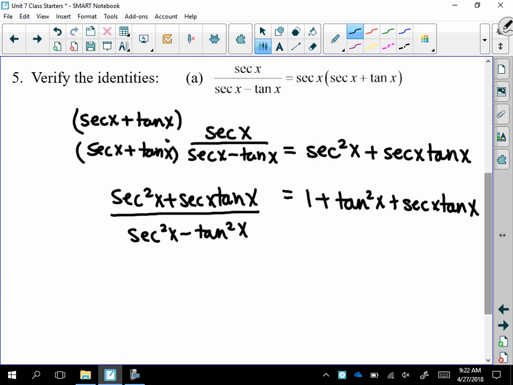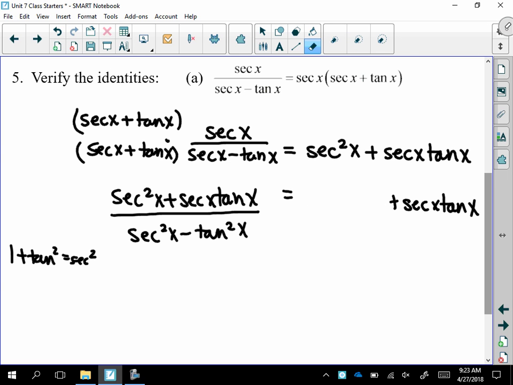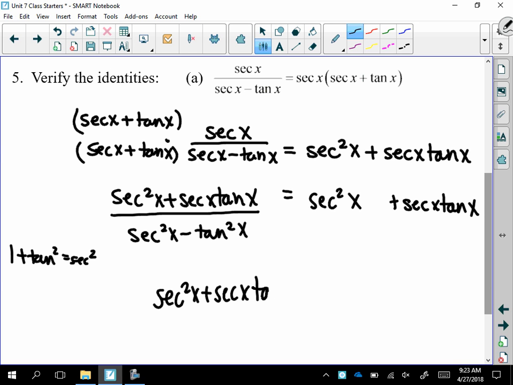What is secant squared minus tangent squared equal to? So 1 plus tangent squared is equal to secant squared. So if I subtract that tangent squared over, then secant squared minus tangent squared is 1. So actually, I don't even need to make that substitution. I could have left it as secant squared x, because now if that denominator is 1, then I get secant squared x plus secant tangent equals secant squared x plus secant tangent.